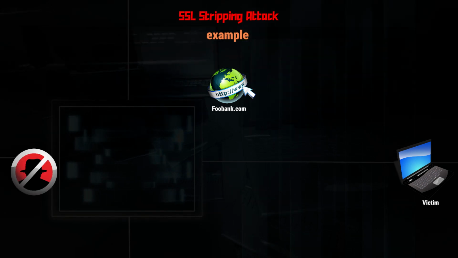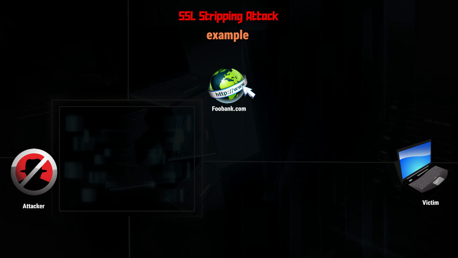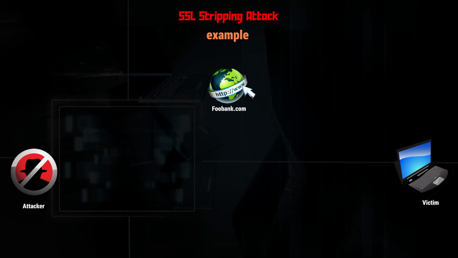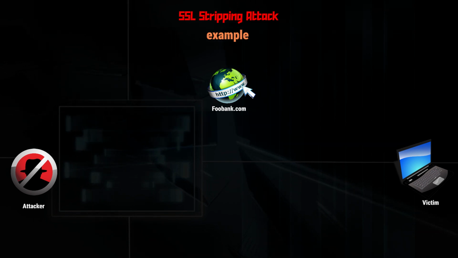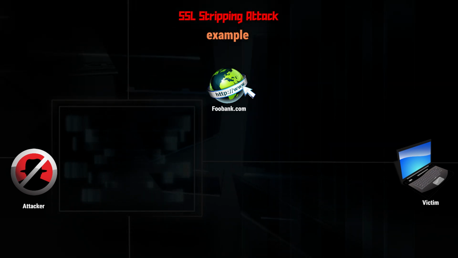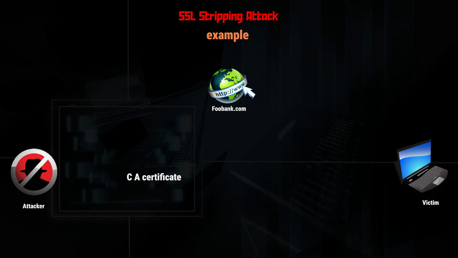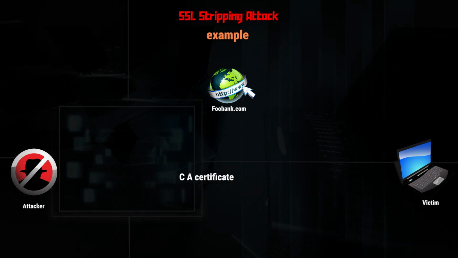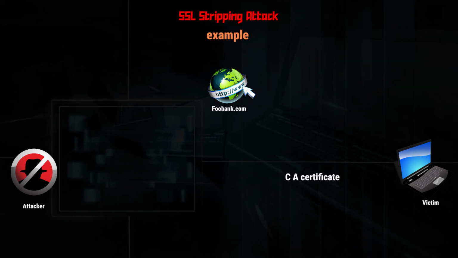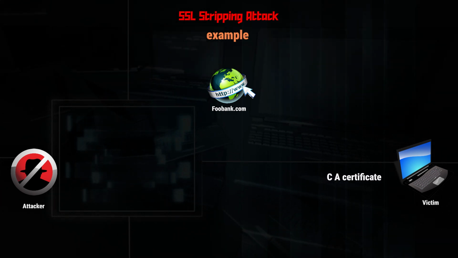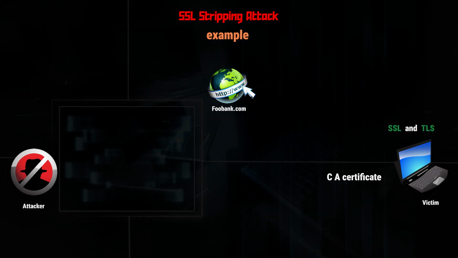Let's move to an example. We divide this example into several steps for better understanding. Step number 1. The target site is the foodbank.com website and you are the victim. The hacker makes a targeted phishing attack against you utilizing JavaScript-related vulnerabilities, causing you to download and install their CA certificate. This allows the hacker to generate TLS and SSL certificates that will be accepted by your browser without warning messages.